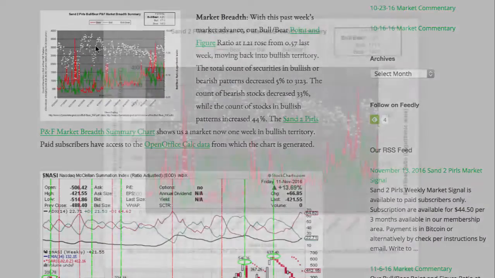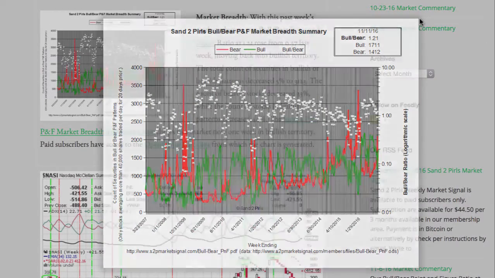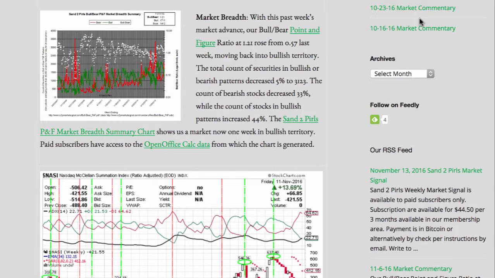Market Breadth. With this past week's market advance, our Bull Bear Point and Figure ratio at 1.21 rose from 0.57 last week, moving back into bullish territory. The total count of securities in bullish or bearish patterns decreased 5% to 3,123. The count of bearish stocks decreased 33%, while the count of stocks in bullish patterns increased 44%. The Pirls P&F Market Breadth Summary Chart shows us a market now 1 week in bullish territory.